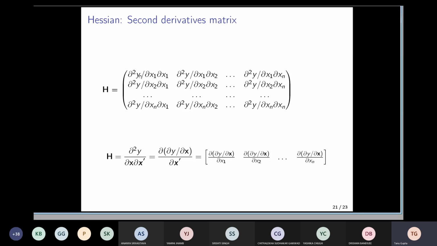this matrix, del square by del x1 del... I mean, suppose y is a scalar valued function. Here y is a scalar valued function. If y is a scalar valued function and x is an n cross 1 vector, then the second order partial derivative will be this matrix.